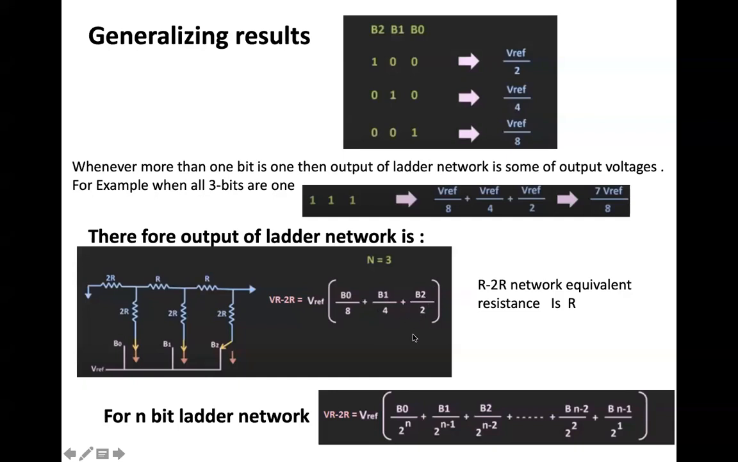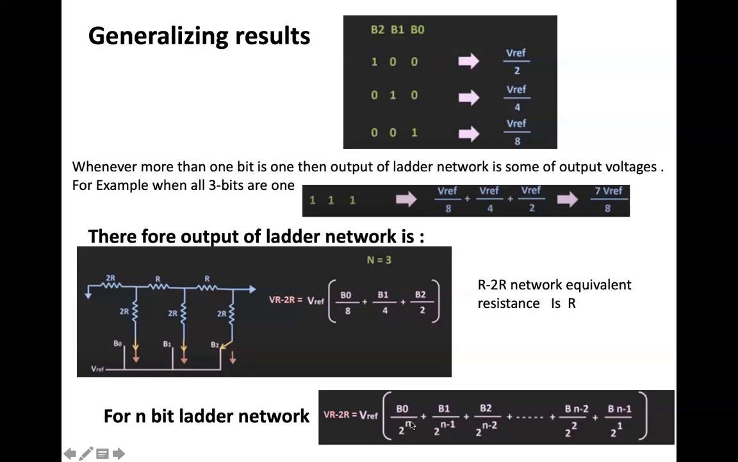The R2R network equivalent resistance is only R, because at the end we were having only R, isn't it? We were able to get it to the final value. So if I have to put them in the form of an equation, it is B0 divided by 2 raised to n.